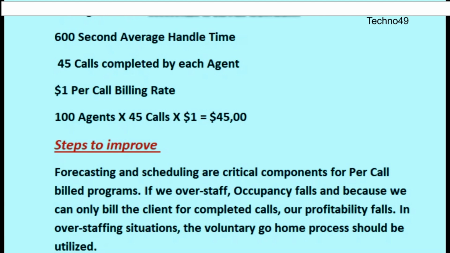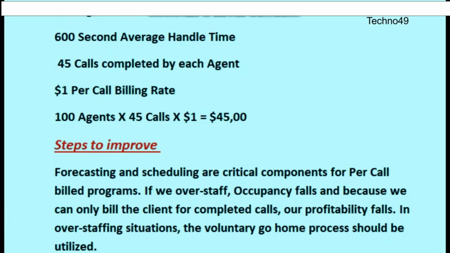So in that scenario, if the staffing is over and the call volume is not up to that mark, the agents can go home as a voluntary go home process. That's the kind of option they also have, to ensure that the call center does not pay for the services while the call center agents are sitting idle.